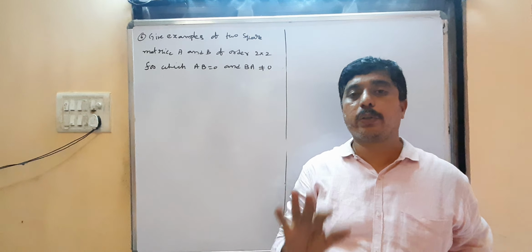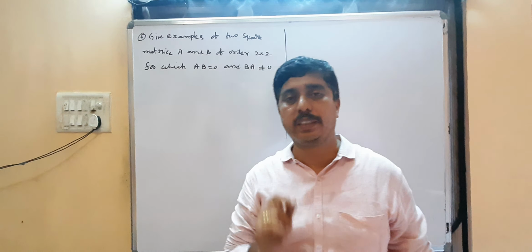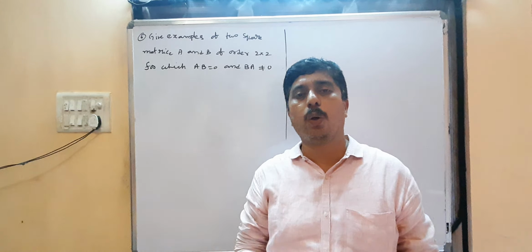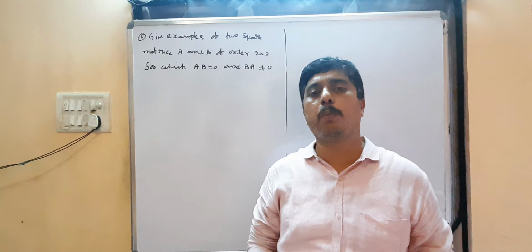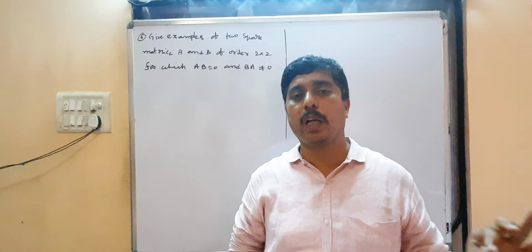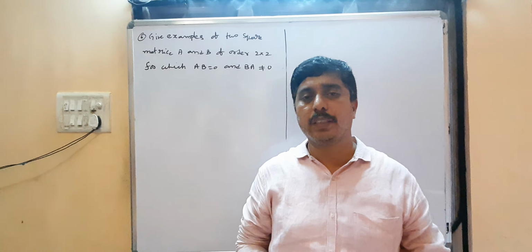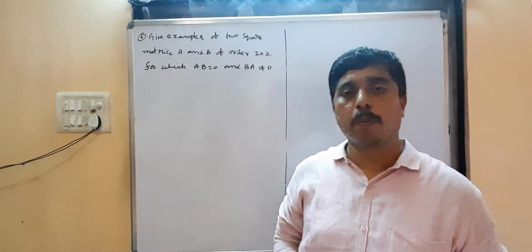Coming to next question. You have to give two examples, two square matrices A and B of order 2 by 2, such that the product AB equals 0 and the product BA is not equal to 0. Product of two matrices equal to a null matrix means any one matrix is a null matrix, or both matrices are not null matrices, or both are null matrices.